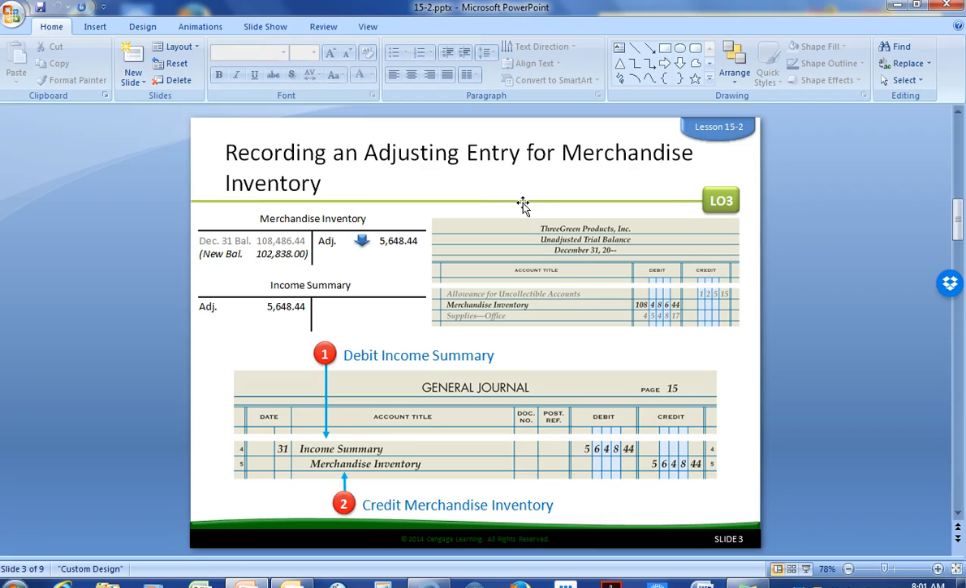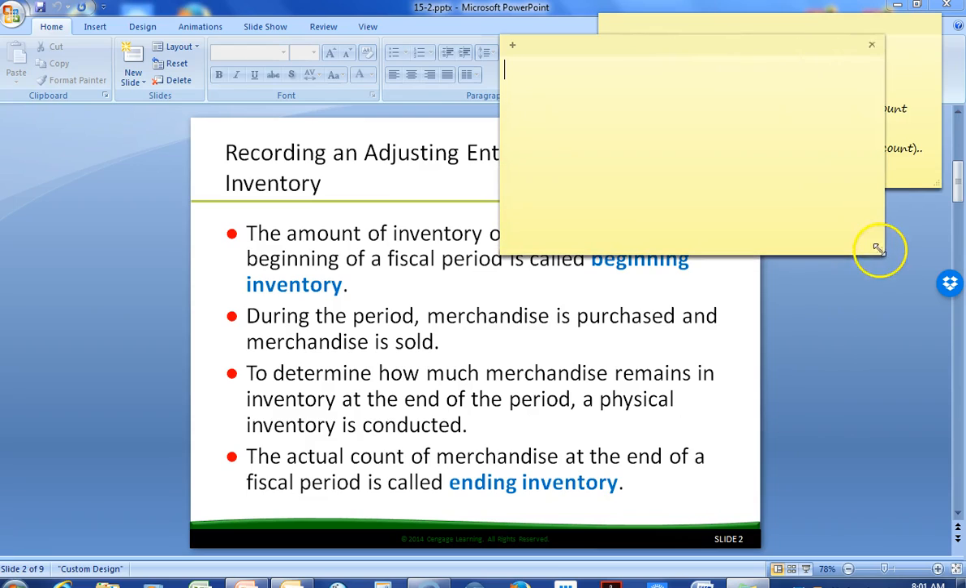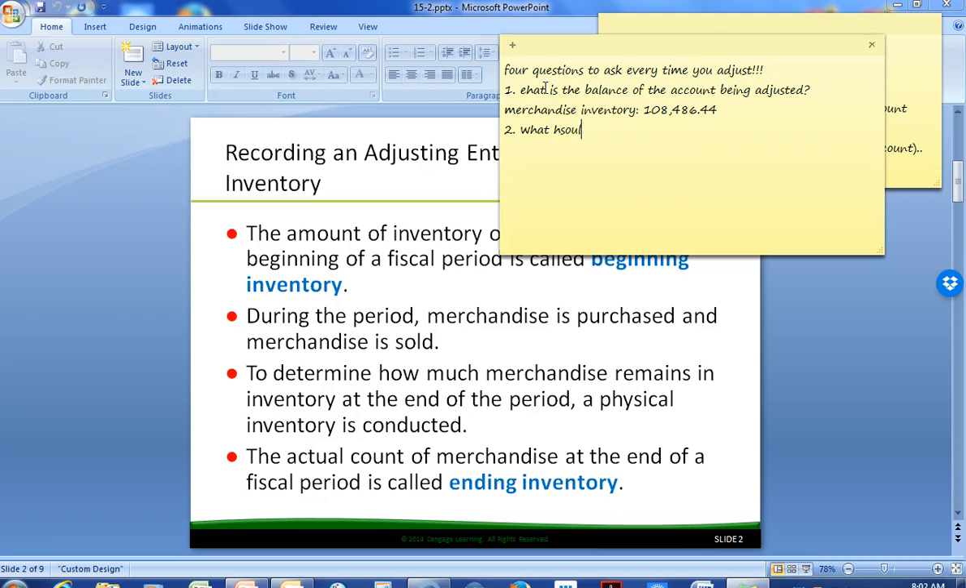If we go here, this is where we're going next. I'm going to get back off this slide and explain the 4 questions again. If you remember, we ask 4 questions every time we have an adjustment. So let's do our 4 questions to ask every time you adjust. 1. What is the balance of the account being adjusted? We just said merchandise inventory was $108,486.44. Next question. What should the balance be for this account? We just said that one too. Merchandise inventory should be at $102,838.